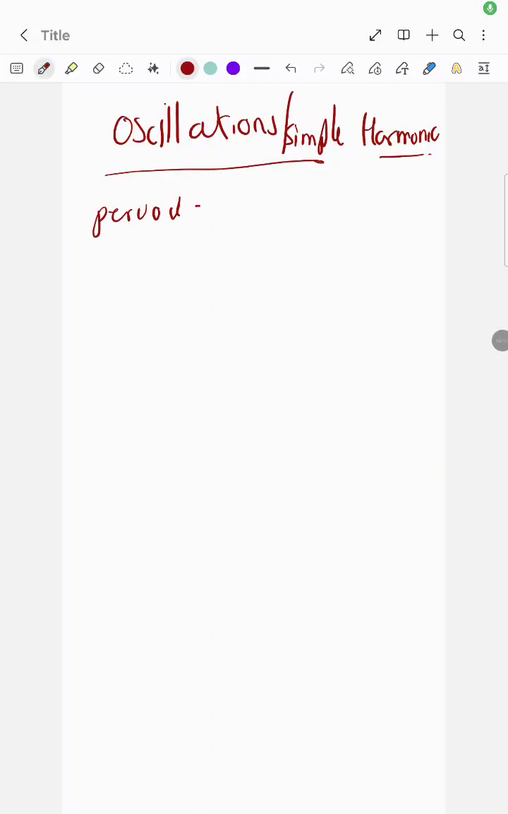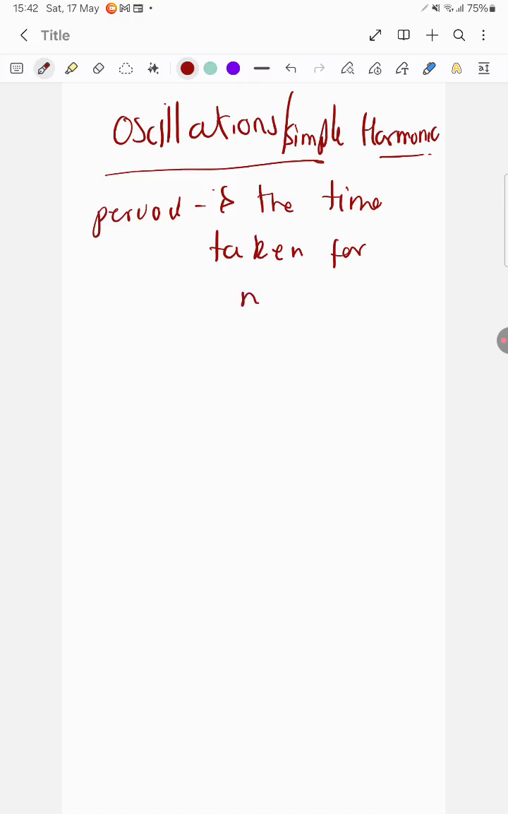Period is the time taken for one complete oscillation. That's a period. And then what does frequency mean? That's a good question.